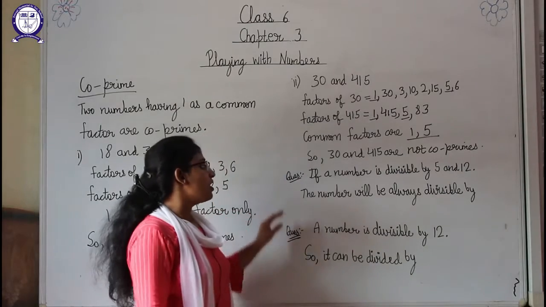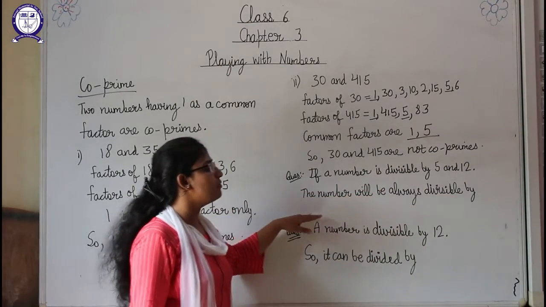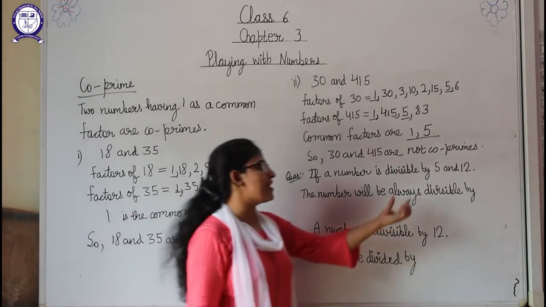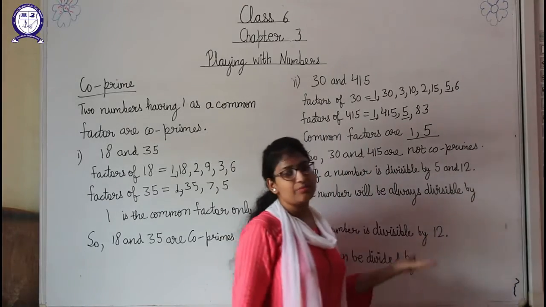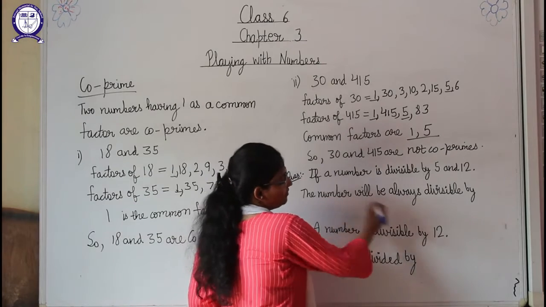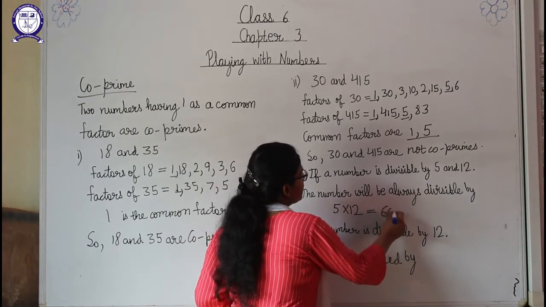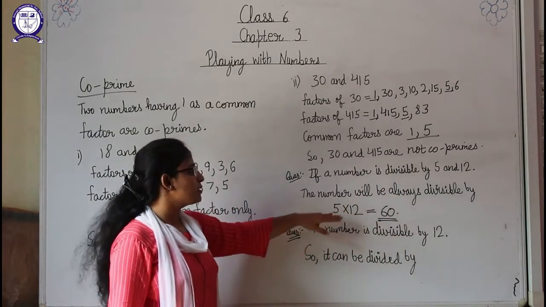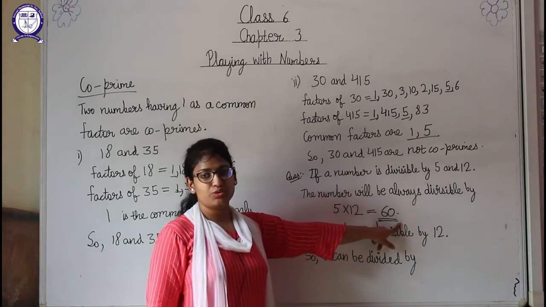Okay students, now the next question is, if a number is divisible by 5 and 12, the number will always be divisible by what? Suppose there is a number and it is divisible by 5 and also divisible by 12. So this same number can be divisible by which number? If we multiply 5 by 12, we will get 60. It means it can be divisible by 60 also. The numbers which are divisible by both 5 and 12 can easily be divisible by 60, students.